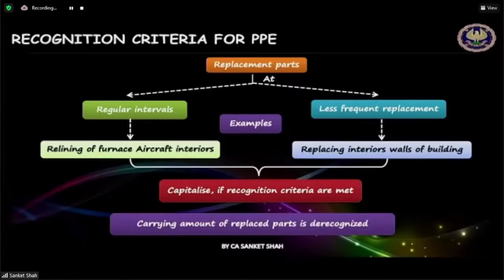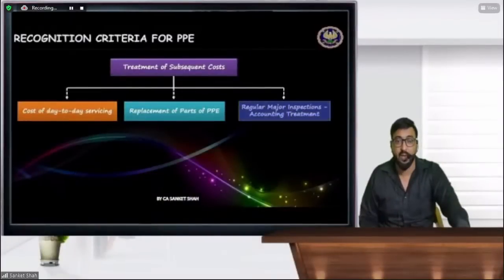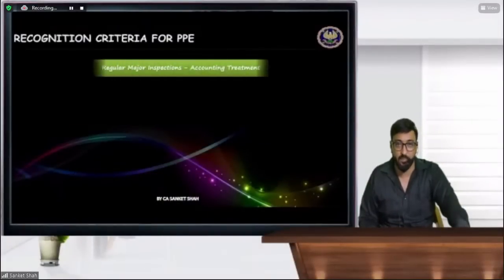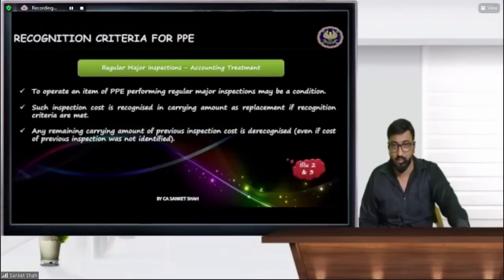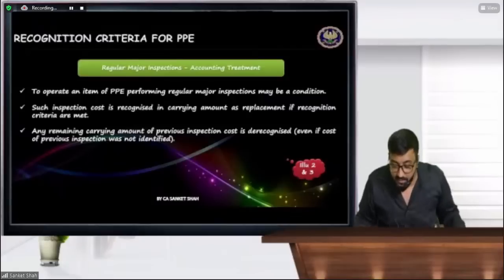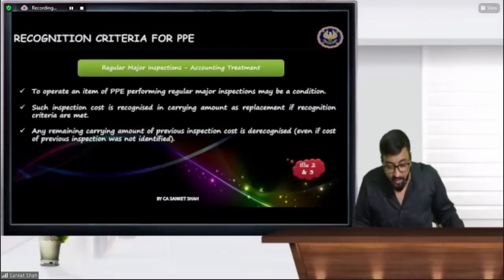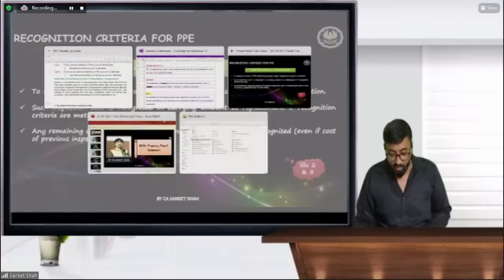Replacement part. Okay. And the last one is regular major inspection. So major inspection cost to operate, you can read this theory, and illustrations 2 and 3 depend on this. To operate an item of PPE, performing regular major inspections may be a condition. Such inspection cost is recognized in the carrying amount as replacement if recognition criteria are met. Any remaining carrying amount of the previous inspection is de-recognized. Now, this is very, very interesting. Understand it. I will tell you.